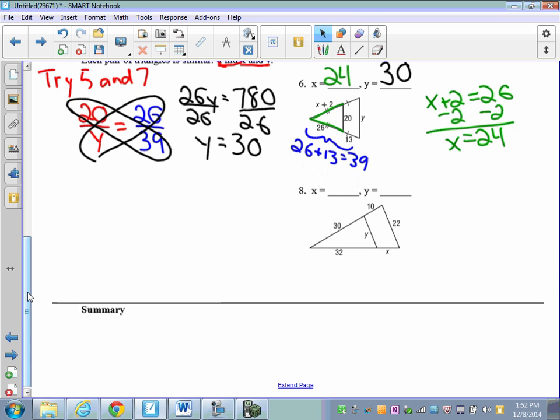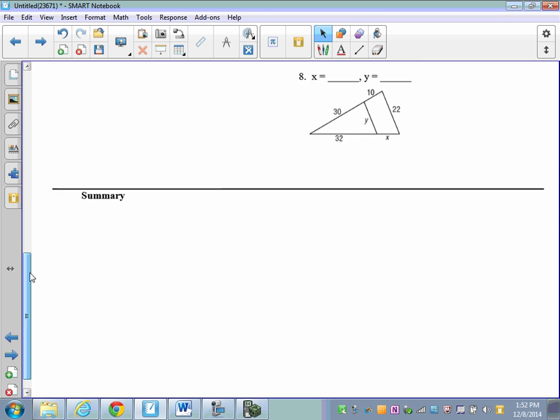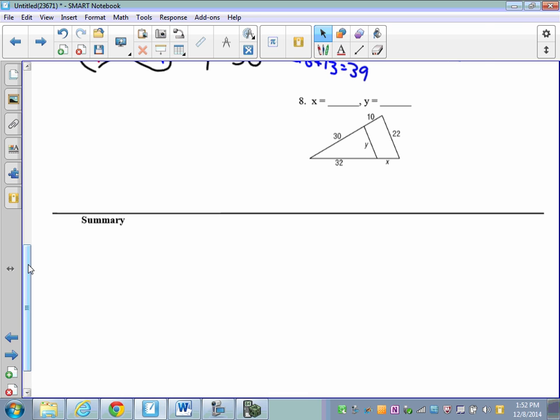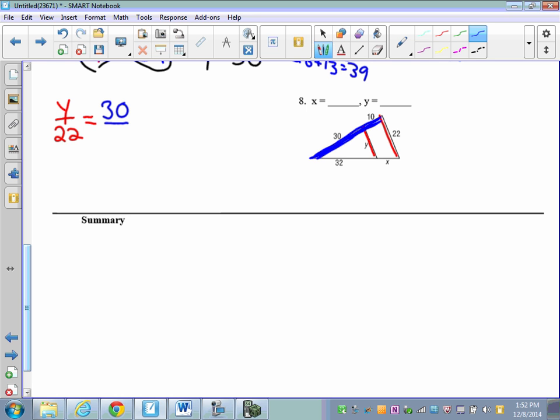The last one we have is number 8. So again, we have to find x and y. Let's start off with y because that one's pretty easy to find. We just do y over 22 is equal to, the sides that we have are 30. That's going to go up with y because it's the same triangle. And again, it's not going to be 10, it's going to be this whole side right here. This is 30 plus 10, which is 40. So we have 30 over 40.